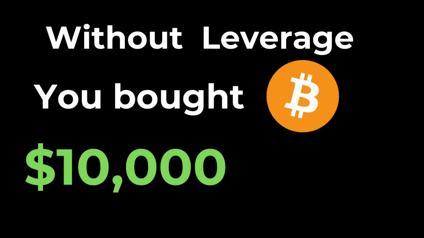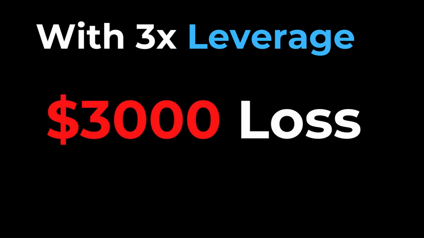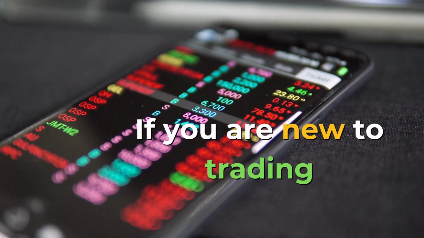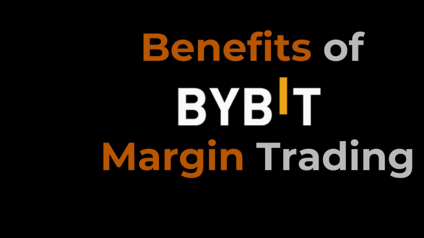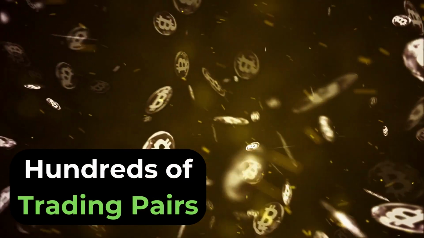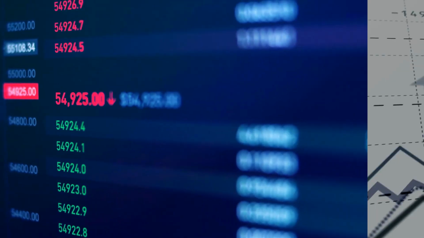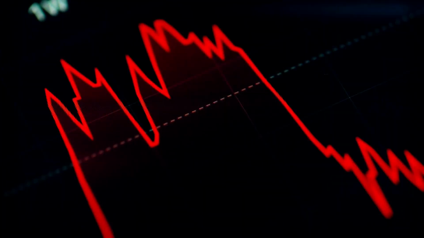Caution! Normally, if you had bought Bitcoin at the same price and it decreased to $9,000, you would be at a $1,000 loss. Margin trading amplifies losses as well, in this case being 3x. If you are new to crypto, and especially new to trading, you should be aware of those risks. Benefits of using Bybit margin trading: you can choose from hundreds of margin trading pairs, so you have a large variety, and you can amplify your wins, but also your losses.